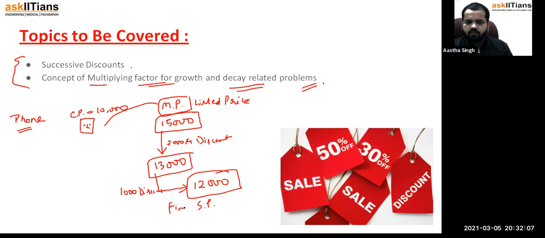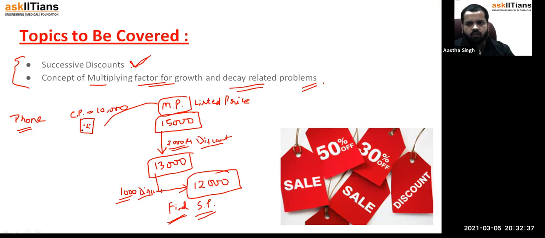So the final selling price of the phone will be 12,000. Two discounts were given, a 2,000 discount and a 1,000 discount. This is basically what successive discount is. Here I have taken just absolute values, but you will be given percentages. This is just for understanding the concept of what successive discount means.